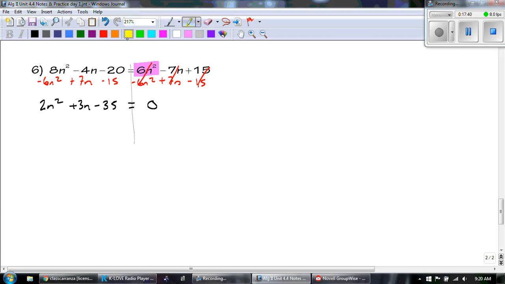So, woo! I didn't screw that one up. At least not yet. So, I checked there's no GCF, so I'm going to take the 2n squared plus 3n minus 35 over here, and that's what we're going to factor. So I need numbers that multiply to get to a negative 70 and add to get to 3.